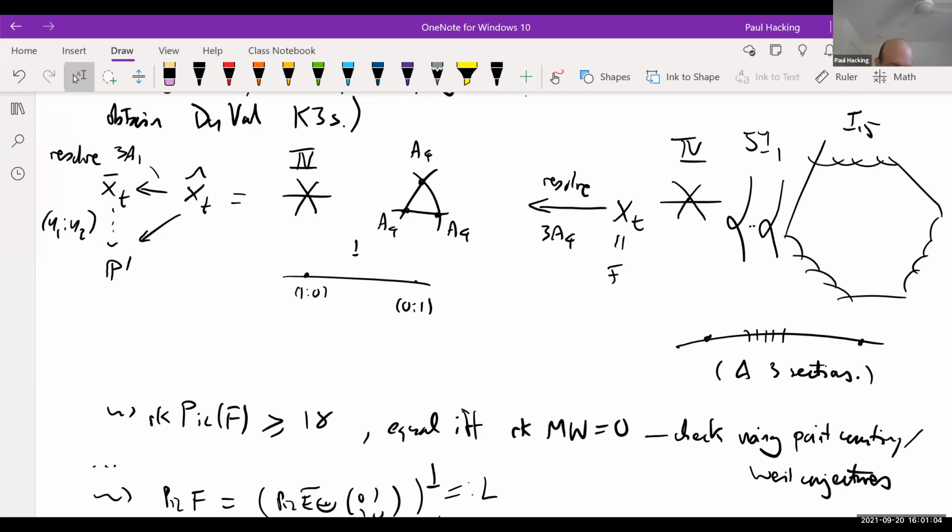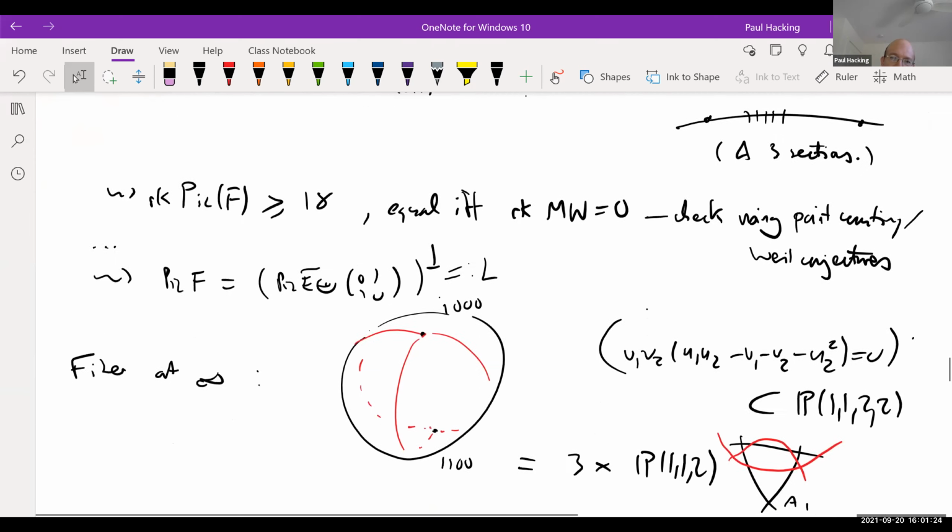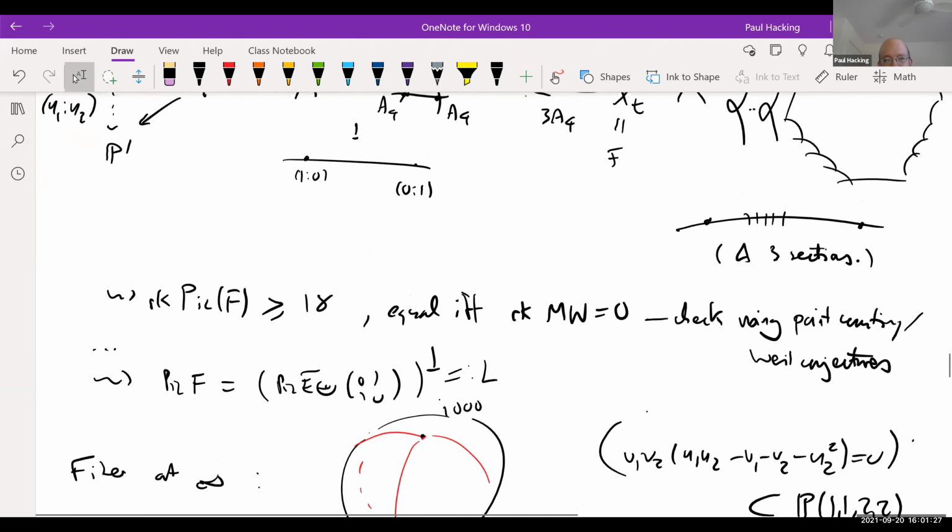And so this is something that Patrick did. He checked that using point counting. So you reduce mod p and you use the Weil conjectures, and you can check it using just counting points over F_p squared, and so on. And so at the end of the day, we find that the Picard rank is exactly 18. And then it follows it's actually equal to this Dolgachev mirror lattice, which let's call it L.